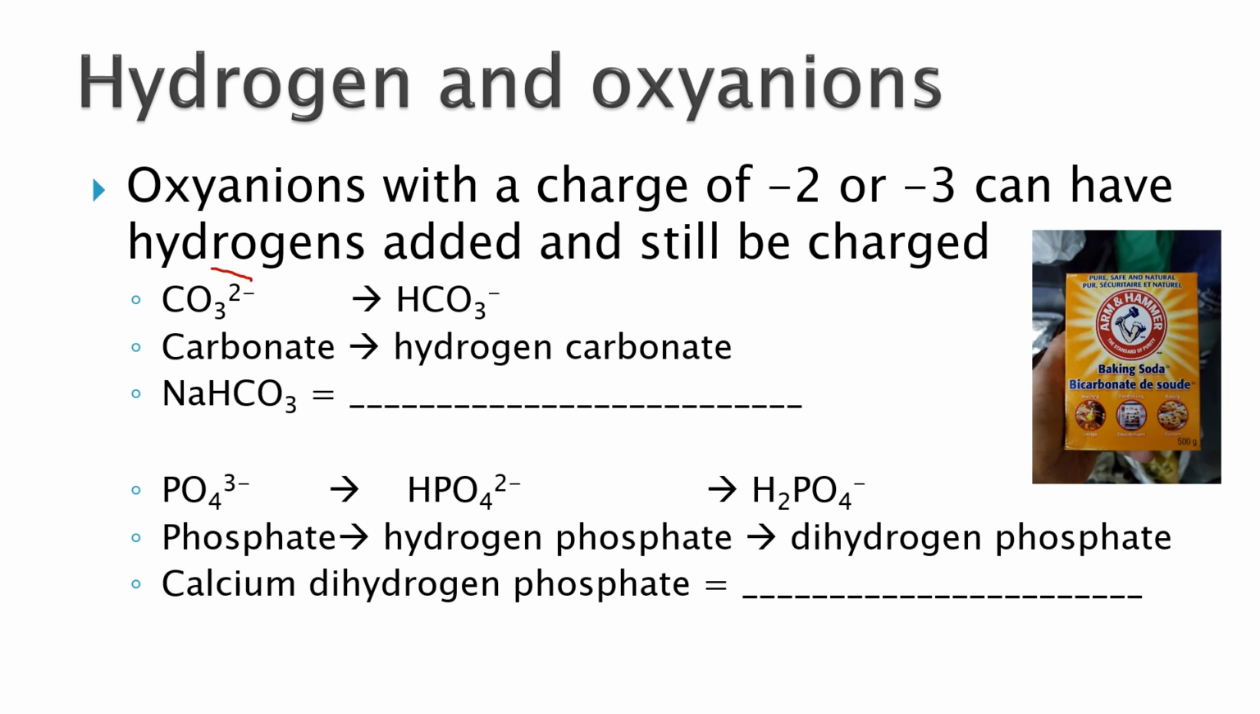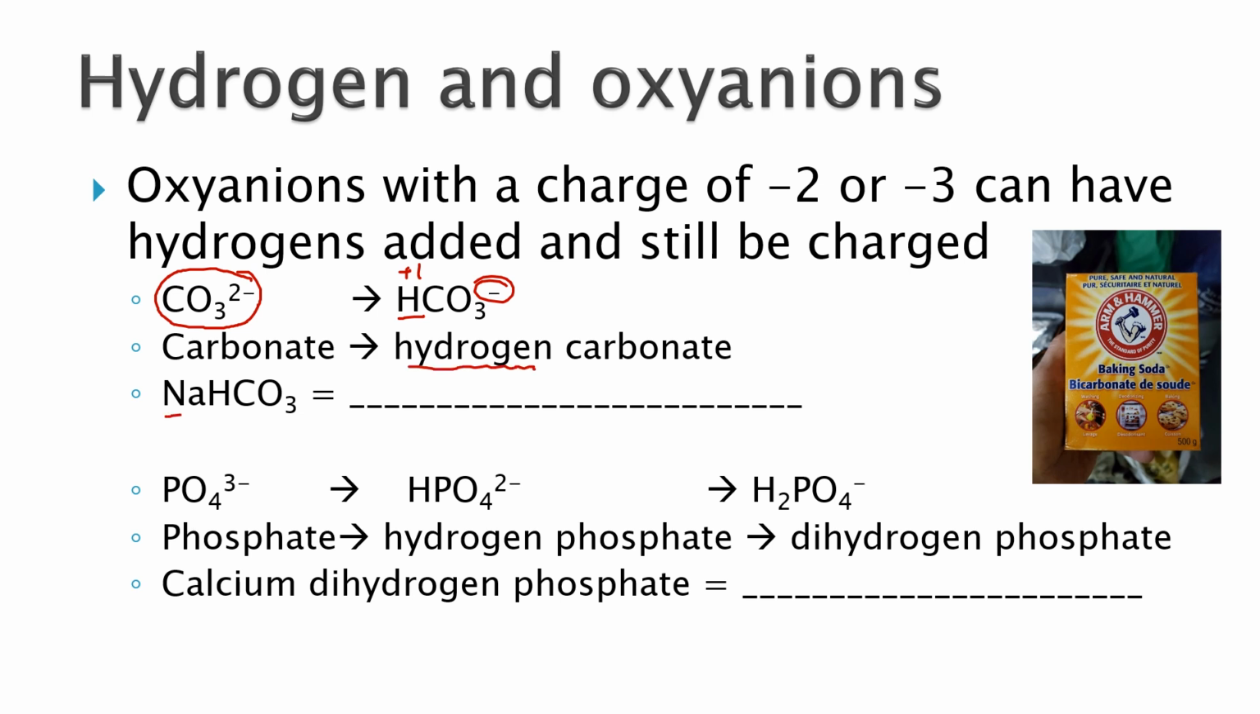So a great example is carbonate, which has a charge of -2. And if you add a hydrogen there, hydrogen you can think of as being a charge of +1. So +1 with -2 means the overall charge of this hydrogen carbonate is a -1. So for every hydrogen you add, the charge is going to go down by 1 until you get to the acid, which has no charge overall.